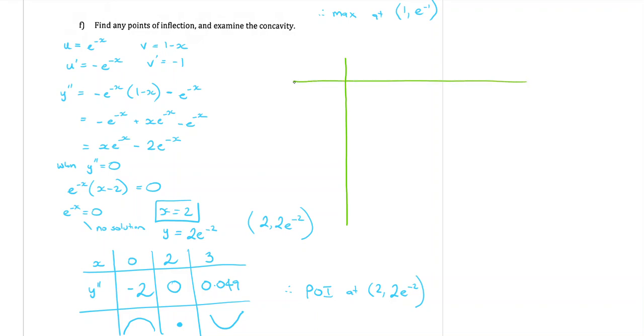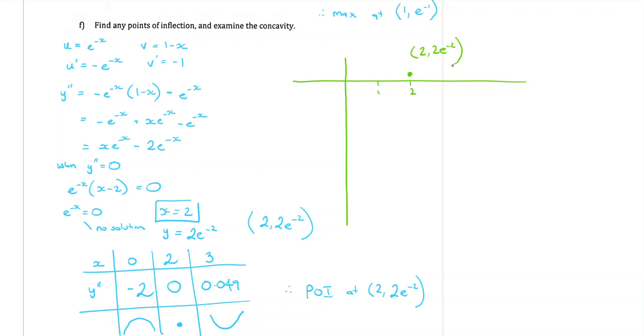Now, let's go through the things we found. We found a point of inflection at 2. So 2 is there. And 2e to the negative 2. Now that's a very small but positive number. So that's just slightly above the 2. Let's put it there. Okay, so that was my point of inflection.